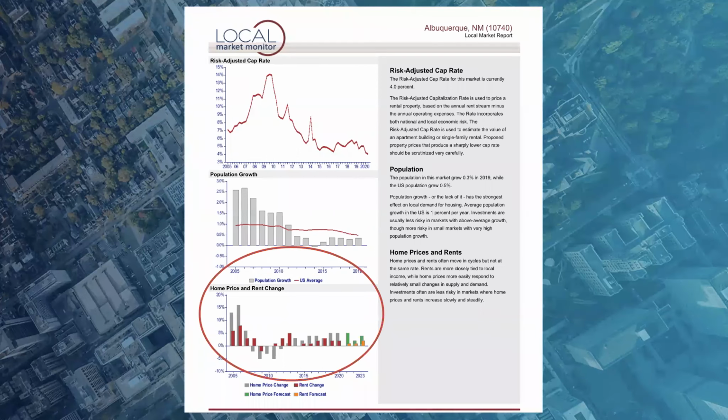The next chart shows the annual increase or decrease in both home prices and rents and our forecasts. In this example, we can see that rents normally don't rise as fast as home prices and that they almost never come down.